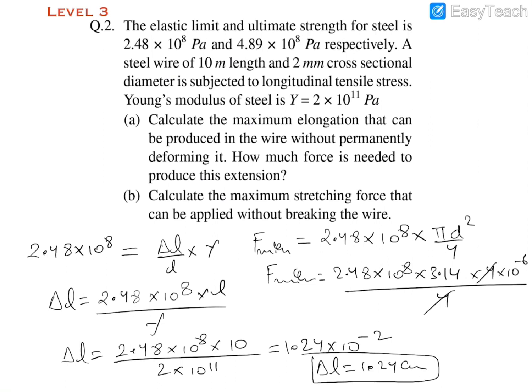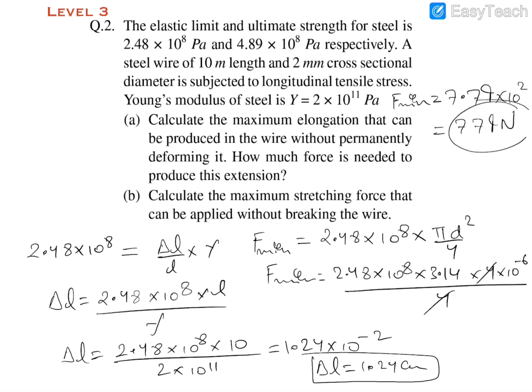Now you can see that F minimum is 2.48 into 3.14, and it would be equal to 7.79 into 10 raised to power 2. So this is 779 Newton.